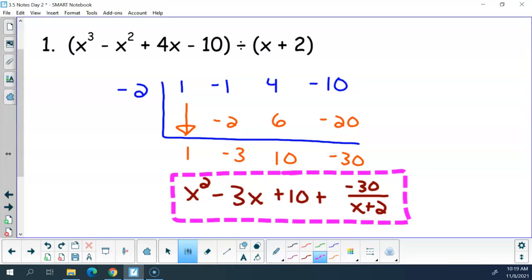No, it's got to be like that. So the last set of numbers, the last number, is your remainder. So is x plus 2 a factor? No. Why not? Because there's a remainder. If that last number was 0, it would be a factor.